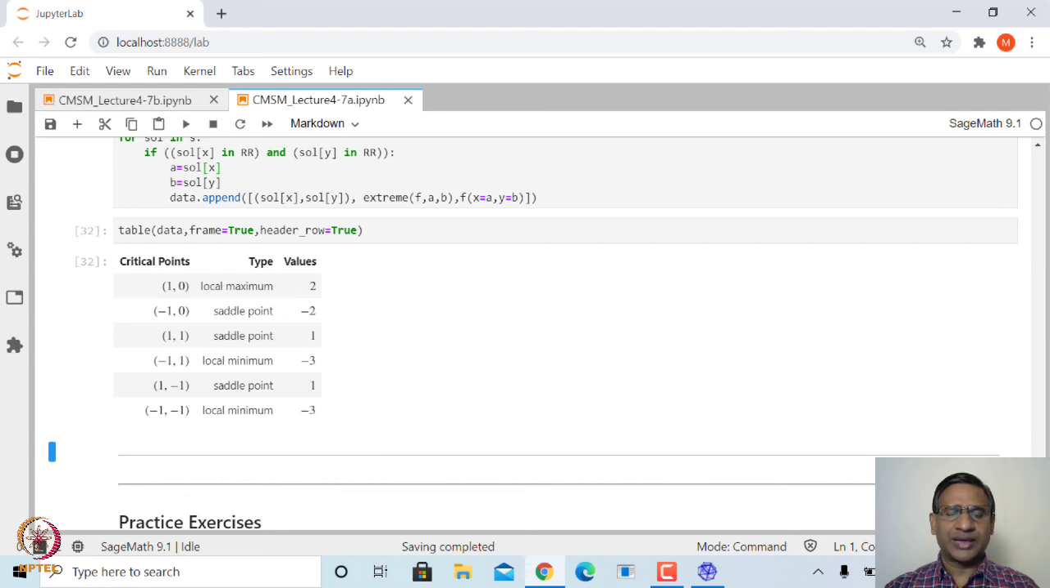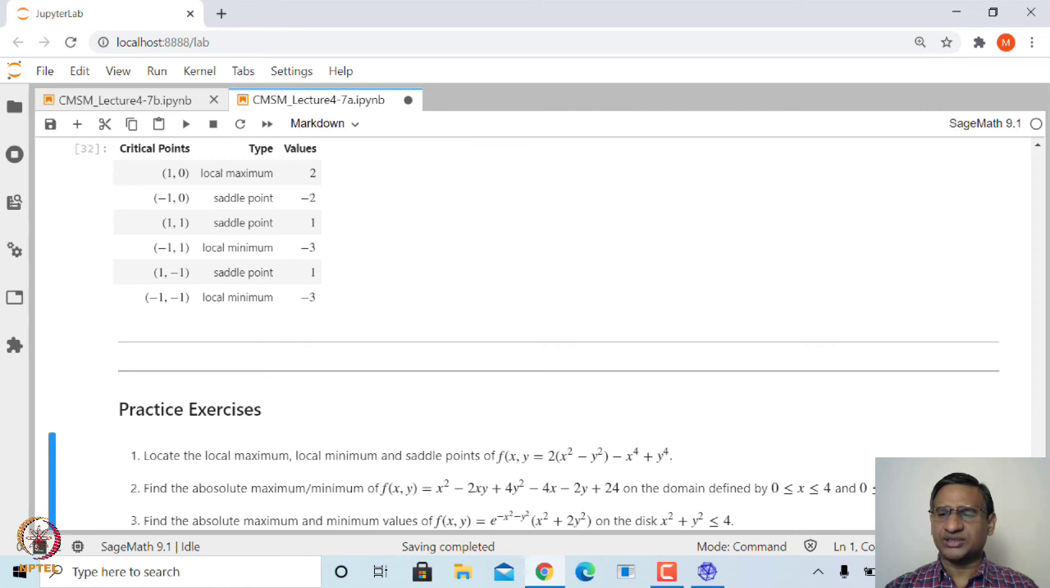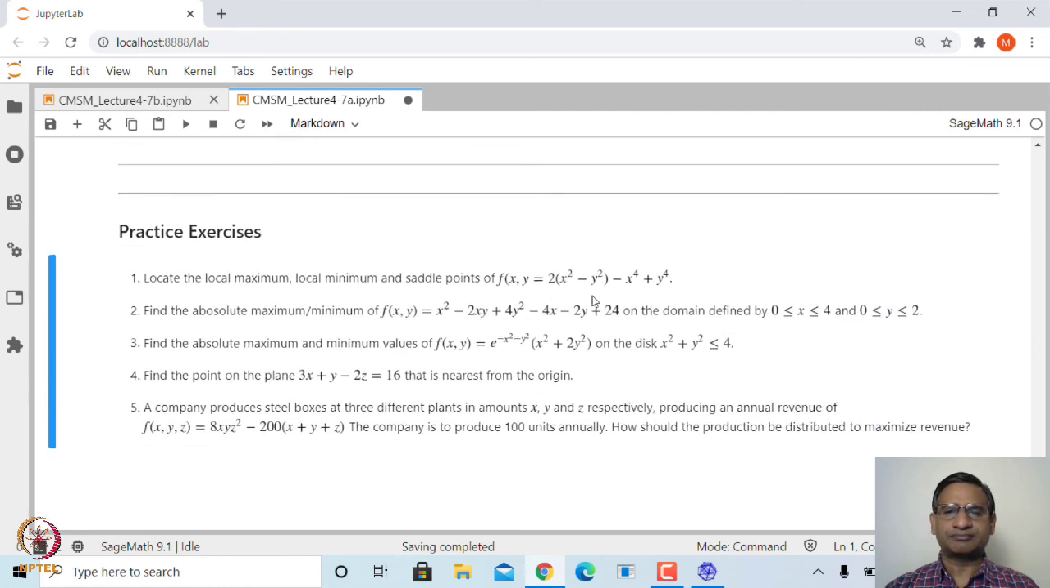It has several applications. We will look at its application in what are called least square problems in the next lecture. Let me leave you with a few exercises. These are straightforward exercises. This is a function whose critical points you need to classify. This is another function defined on a closed and bounded domain.